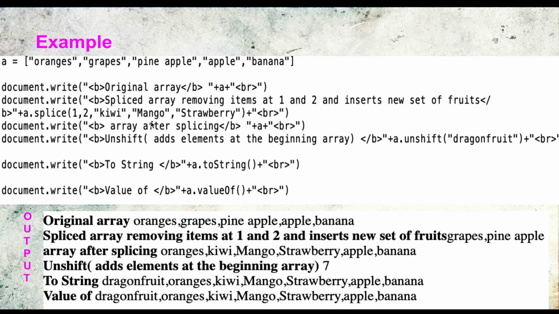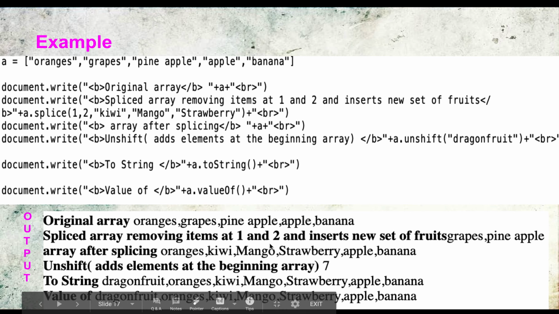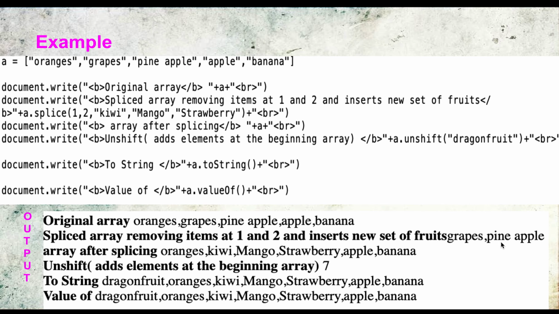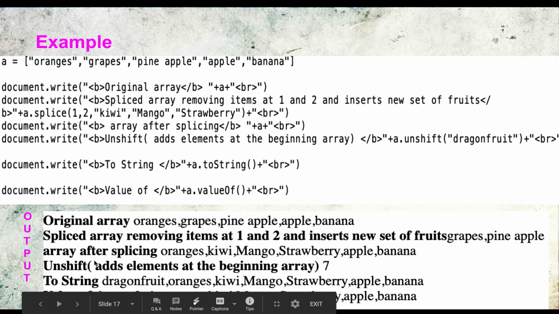As you can see in the second output, the spliced array removes items at 1 and 2 and inserts a new set of fruits. You see two outputs, grapes and pineapple. Those are the elements removed from the array. That is displayed by splice, and here I am using another document.write in order to print the new array. So that is the array after splicing, the new array. That is what we see in the third output.